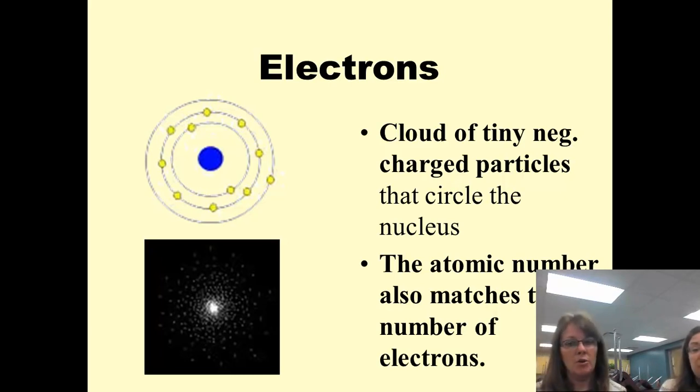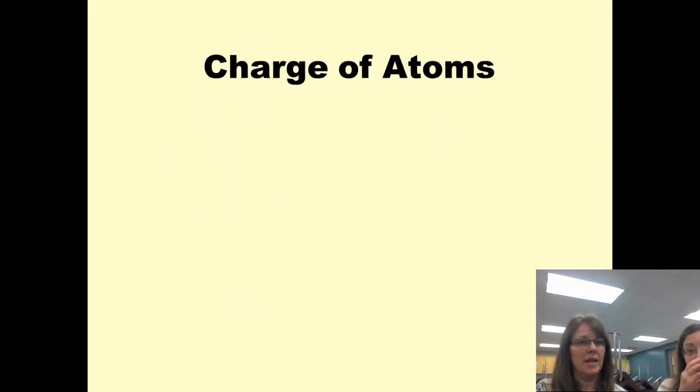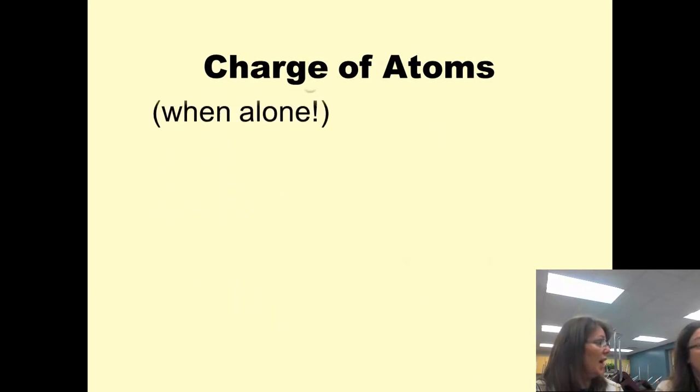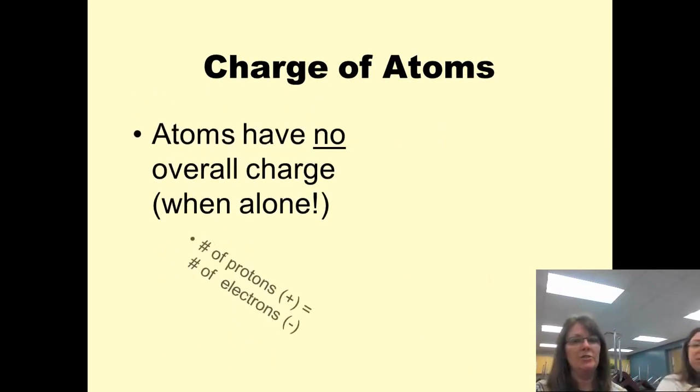So the atomic number, which remember we learned was the number of protons, is also the number of electrons. Right, because electrons are negative. So if I have so many positives and so many negatives, I want those to equal each other. I think that's the next slide. I got ahead of myself.